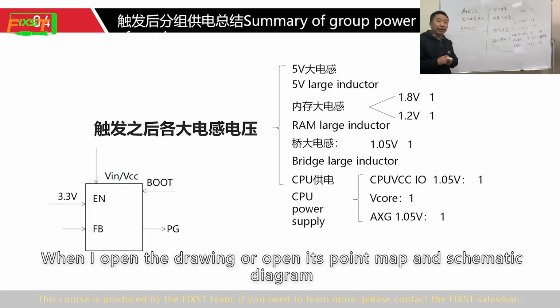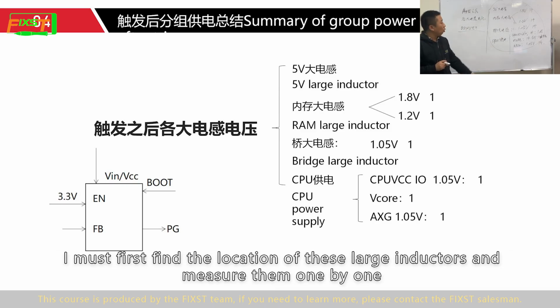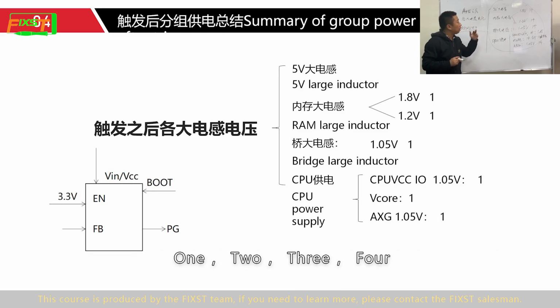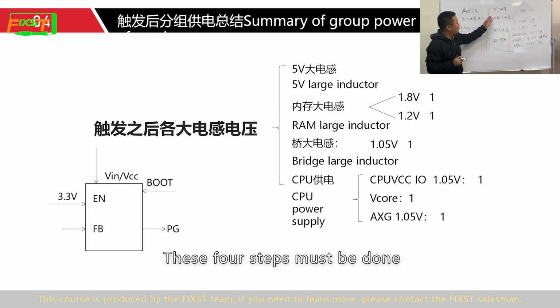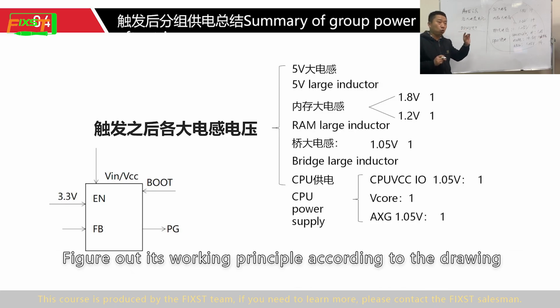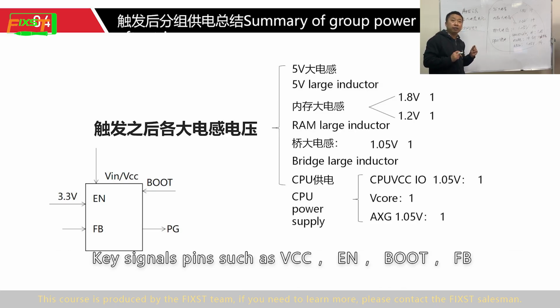In the drawing or open this point map and schematic diagram, I must first find the location of these large inductors and measure them one by one. But they must also be measured in order. 1, 2, 3, 4. This 4th step must be done. When encountering the abnormal voltage inductance, we will find its corresponding power supply IC. Figure out its working principle according to the drawing. Key signals pins such as VCC, EN, BOT, FB.